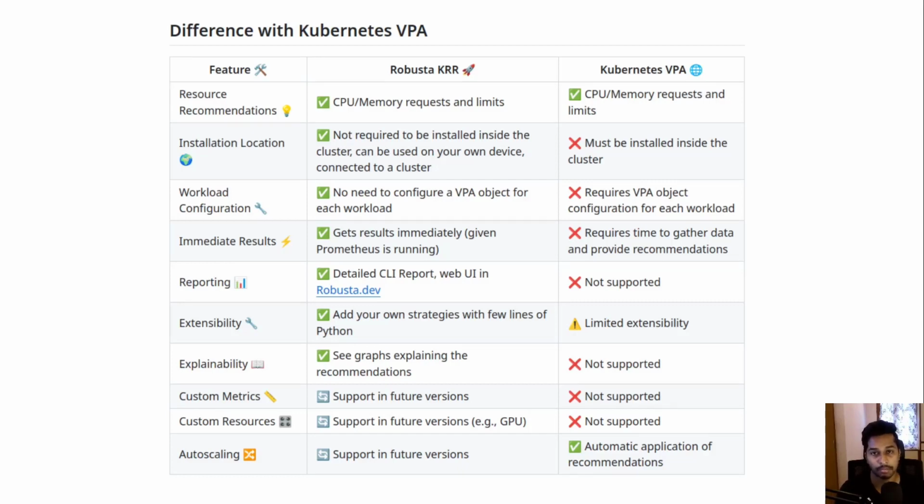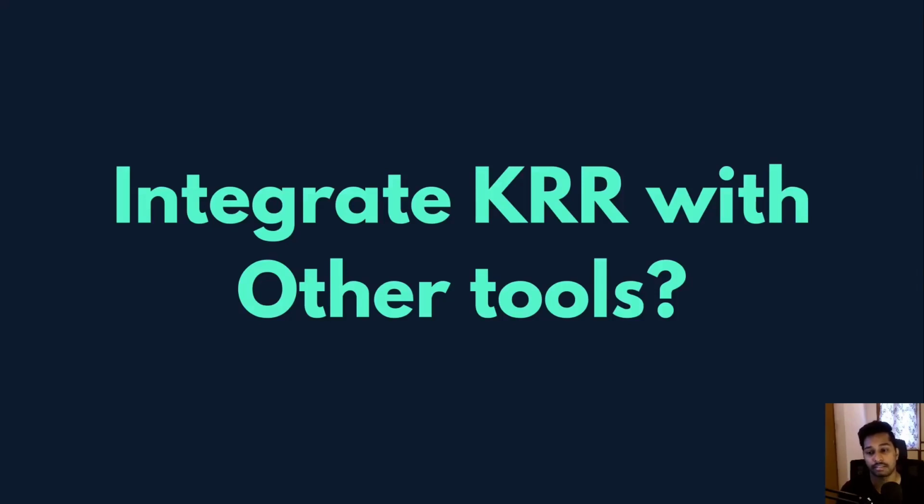Also, VPA tweaks the application directly, while KRR only gives you the recommendations, and you get to decide if you want this to be applied to your cluster or if you don't want it to be applied. KRR also lets you add new strategies, new algorithms, so you can also get better results that are catered to your own applications.